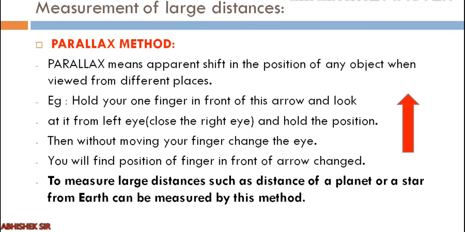Close the right eye and look exactly straight. Hold the finger exactly straight in front of this arrow. Now don't move your finger, don't move your hand, just change the eye. That means close the left eye and now look at the same finger with the right eye. You can see that the position of the finger in front of the arrow will change a little bit, right? The finger is the same, the arrow is the same, but the position is changing because you are seeing it from a different position. Our eyes are at slightly different positions. So this is known as parallax, a shift in the position.